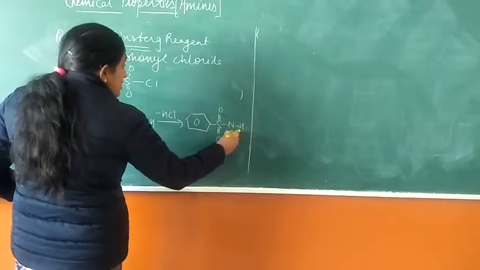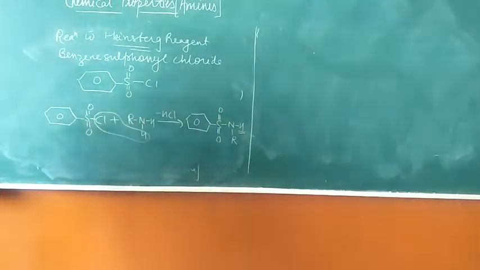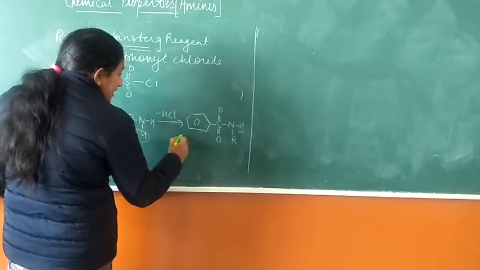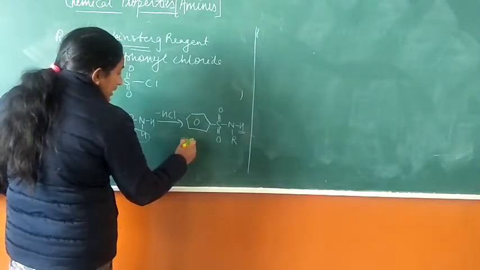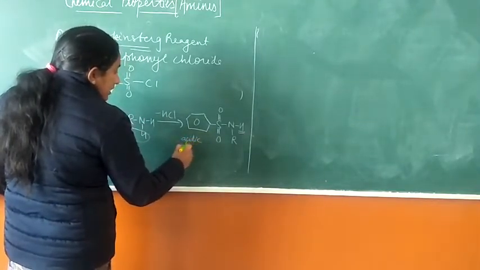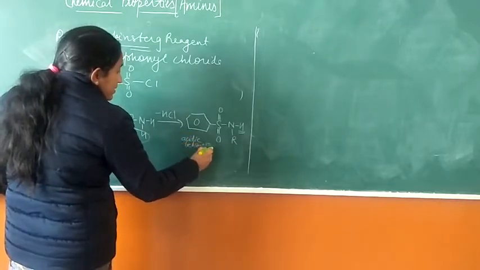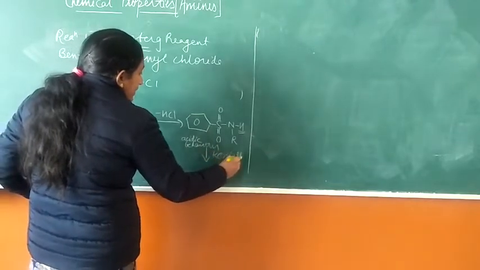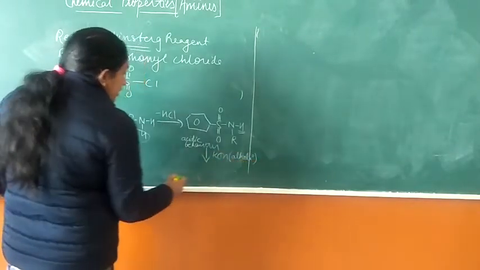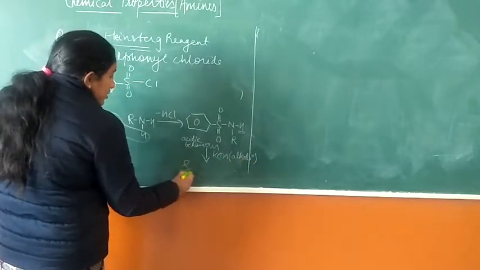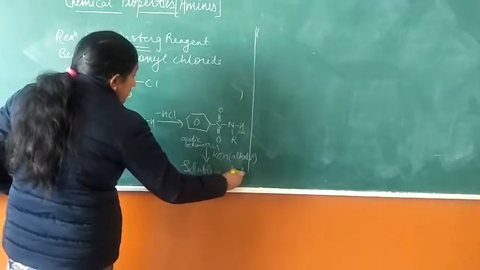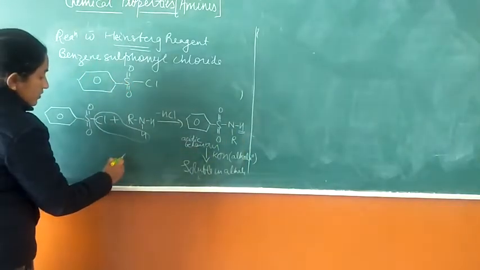NHR. Now since the sulfonyl group is bonded to the nitrogen atom which has a hydrogen, it will show acidic nature. So when it is treated with KOH or an alkali, it will form a salt, and hence it is soluble in alkali due to formation of the salt. So you can easily show the formation of the salt.